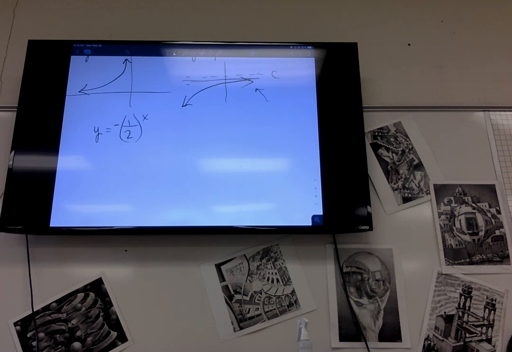Flips it. So when it flips it, it looks back like that one. Because it flips it across the x-axis. Or I mean, the x-axis.